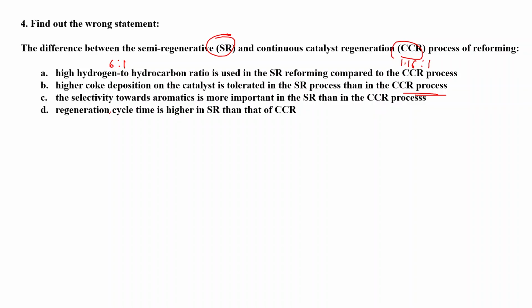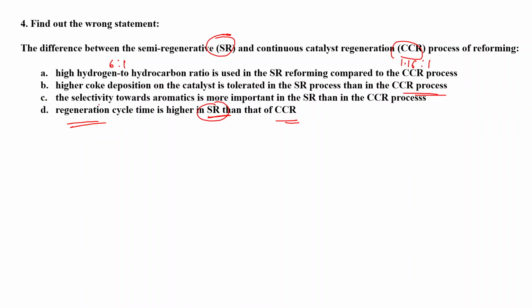So the regeneration cycle time is higher in SR than in the CCR. Yes, because in the case of SR, regeneration takes place a single time, after a long working of the SR reactor and complete exhaustion of the catalyst. So it takes a longer time in the case of SR, whereas in the case of CCR, where regular regeneration takes place, it does not take much time.